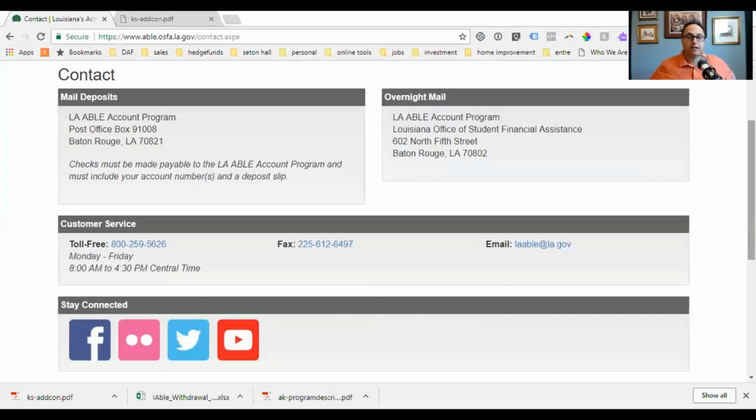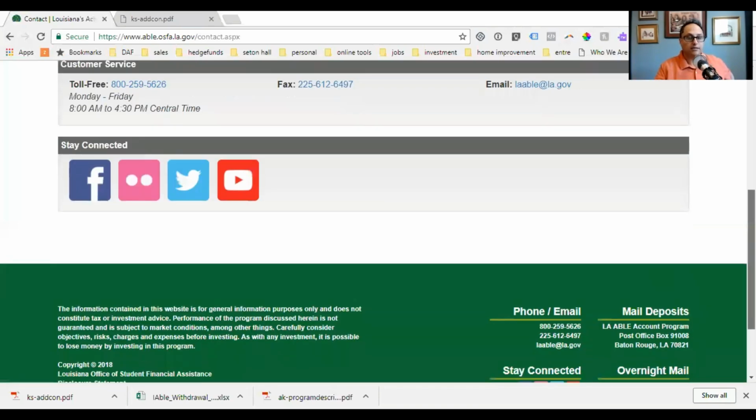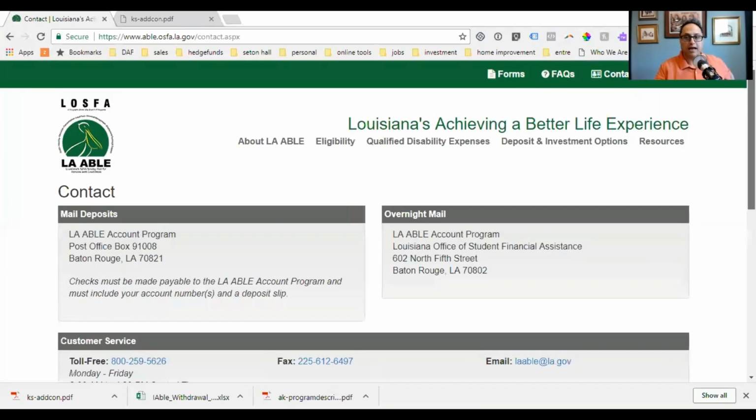So send them a note and include the address for the mail deposit, the account number, and the account holder's name, so that they can put that on the check and send something in on behalf of the individual with special needs.